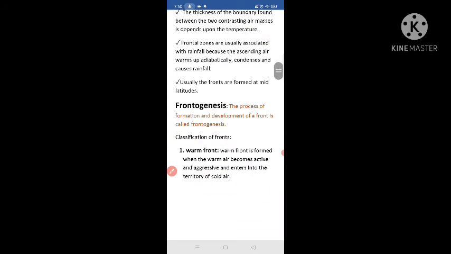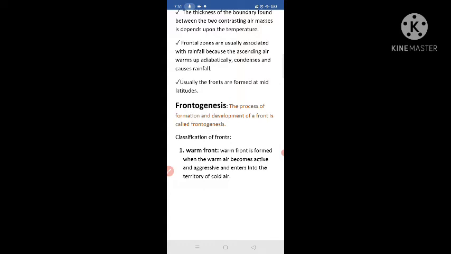The process of formation and development of a front is what we call frontogenesis. And they usually do not form at the tropical and polar regions. The zone formed between the two air masses is what we call the frontal zone. And they will never be vertical or horizontal, they always lie at a low angle, that is, sloping.